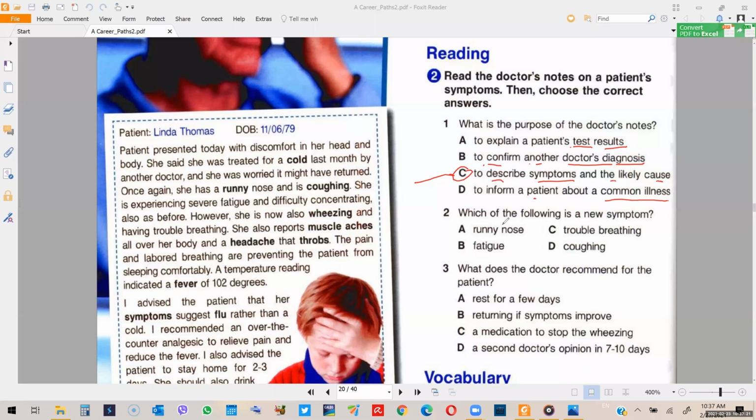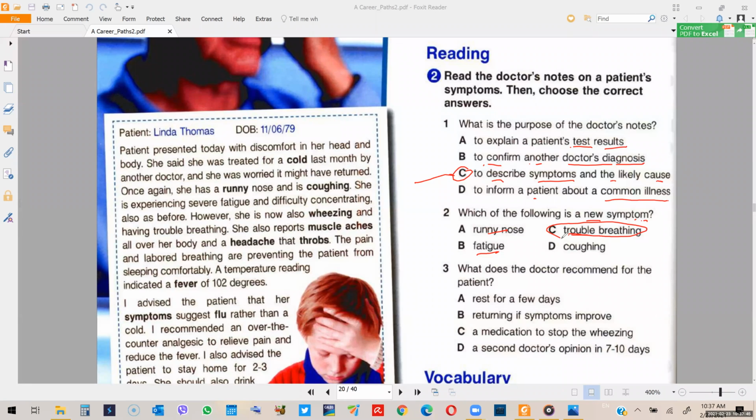Number two, which of the following is a new symptom? Which of the following is a new symptom? Is it runny nose, fatigue, trouble in breathing, or coughing? So she said wheezing. That means trouble in breathing.